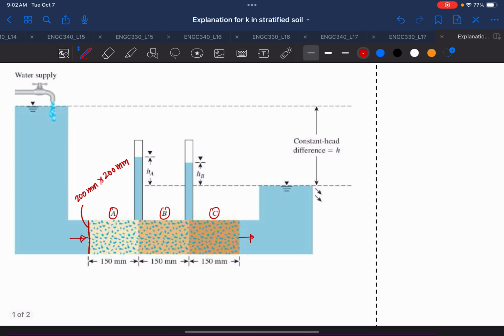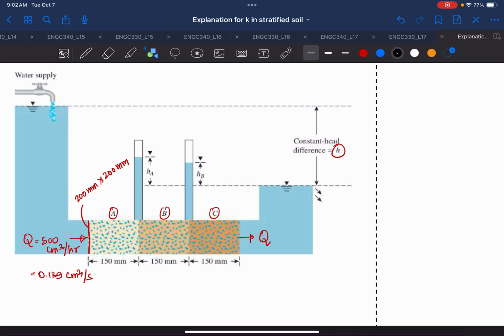So the question here asks: if your Q has to maintain 500 centimeter cube per hour, we can convert this into 0.139 centimeter cube per second, because we'll be working with centimeter per second. They say that if this Q has to be maintained, what is the head difference h that should be maintained? So to solve this, you can think of it in this way.